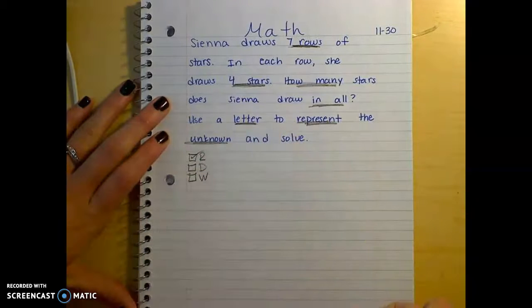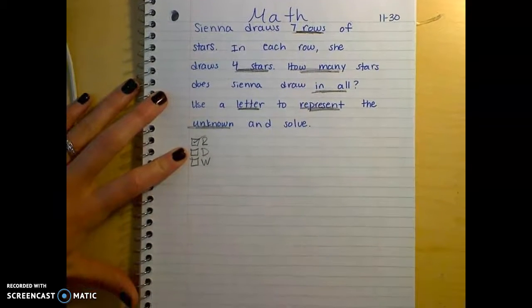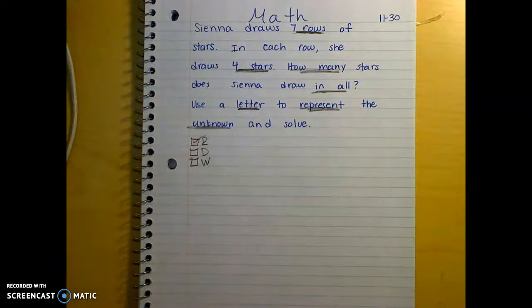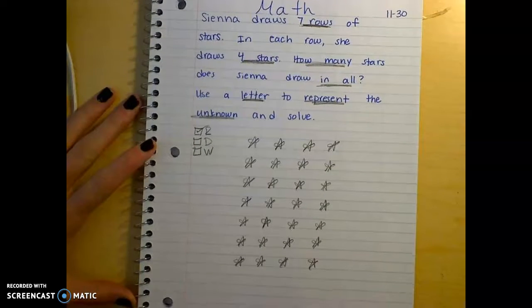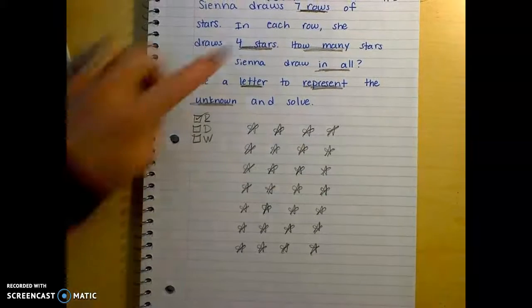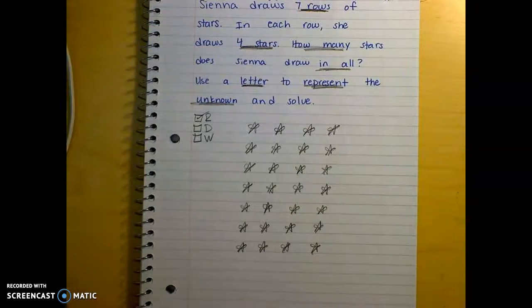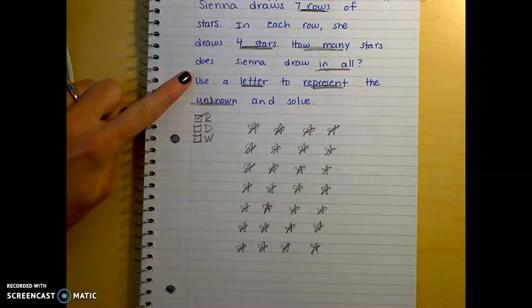Okay, I did my reading. Check. Now it's time to do my drawing. Now the first thing I'm going to do is I am going to draw this out. All right, there is my picture. Now it's not perfect, but you can definitely tell that I have 7 rows and that I have 4 stars in each row.